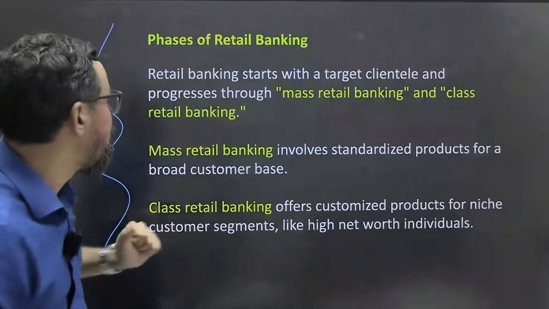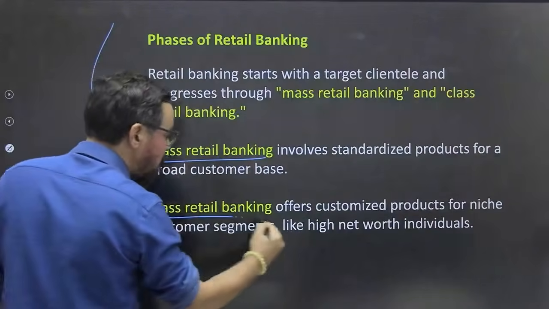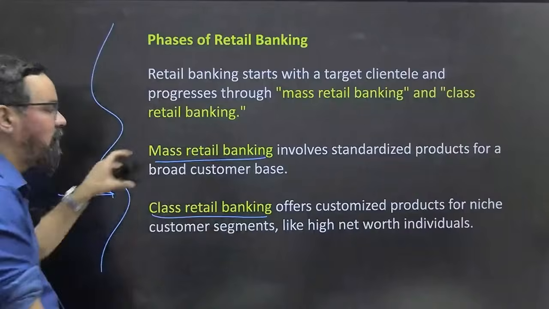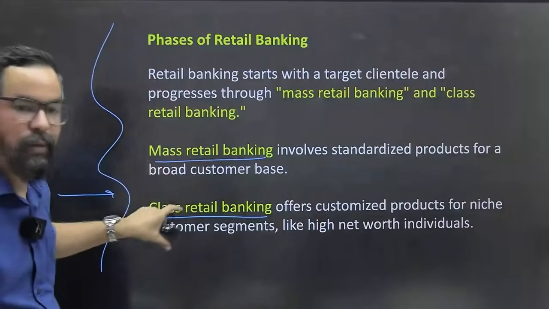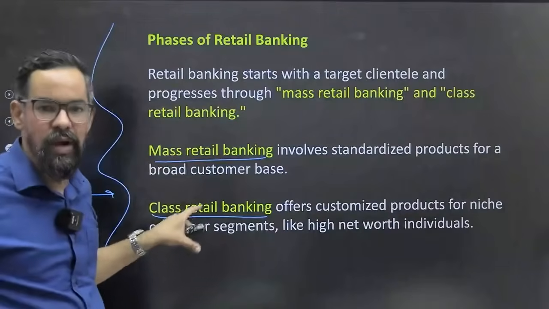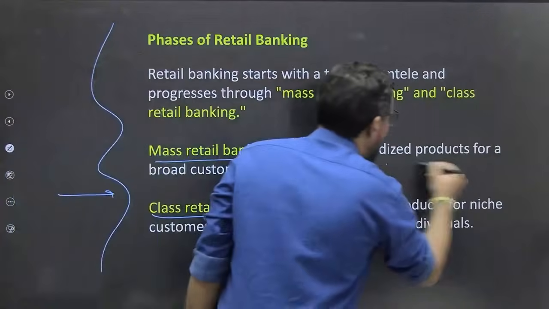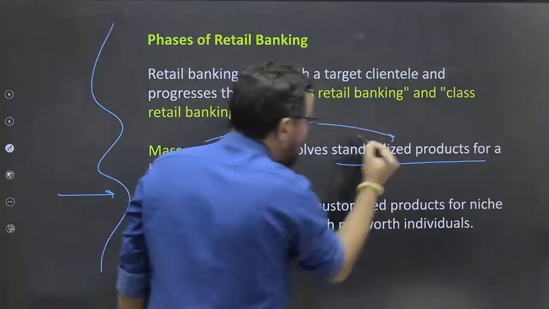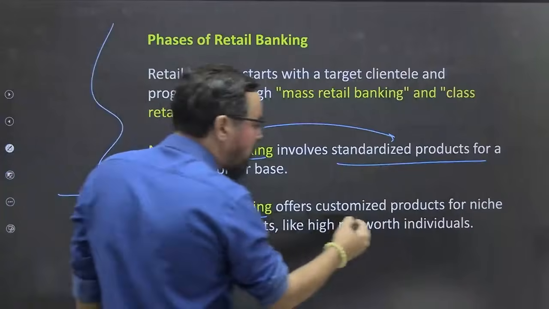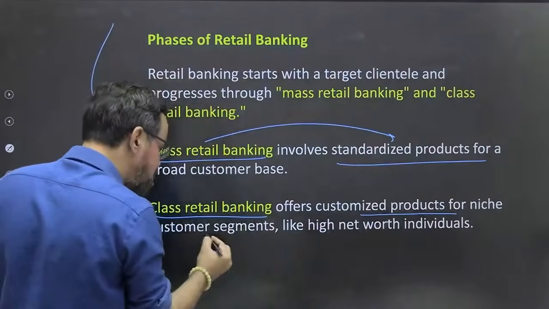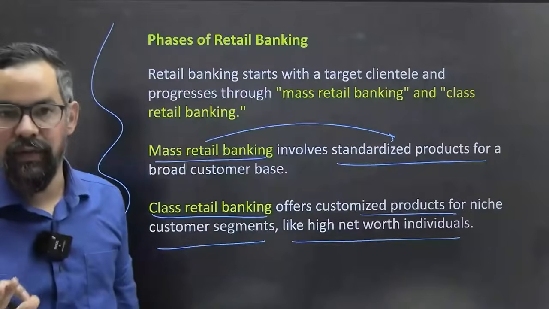Okay? So we have two types: one is mass retail banking, another one is class. So basically overall retail banking is classified between these two, and so many times they'll ask you a question around this particular one. Even if it is for half a mark, they are going to ask one question about this. Okay? So mass involves standardized products for masses like saving accounts or normal FD and others. Okay? And class offers customized products for niche market segments like high net worth individuals, or other classification-based segments.